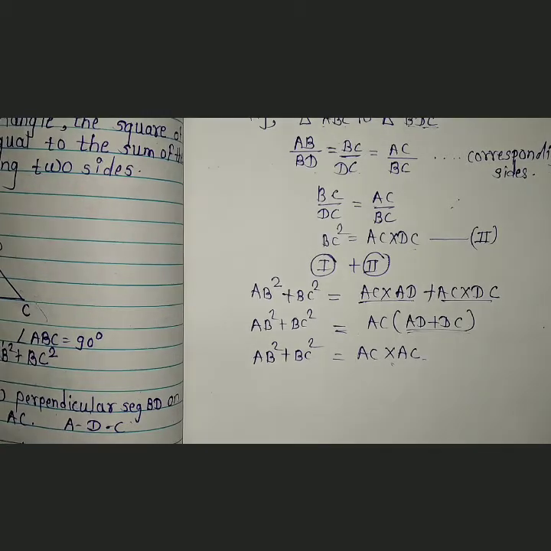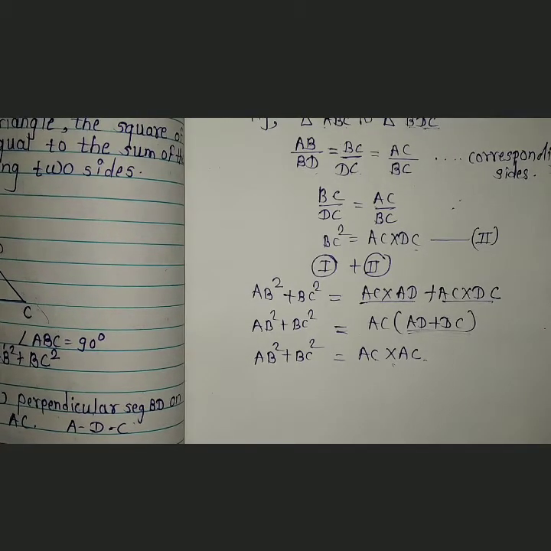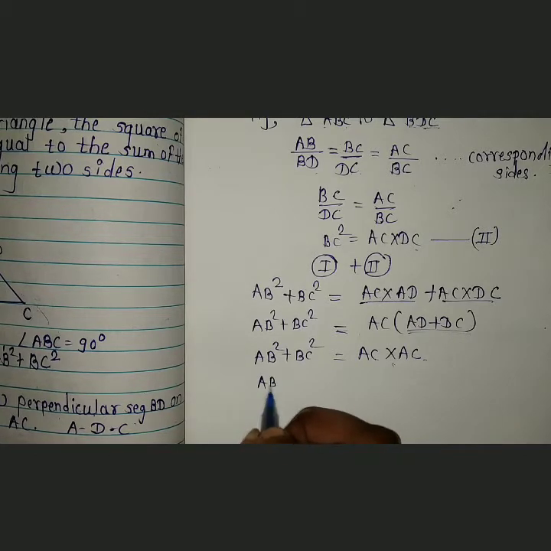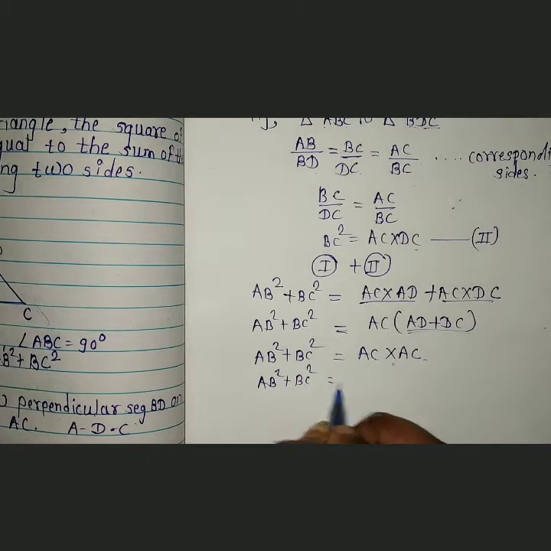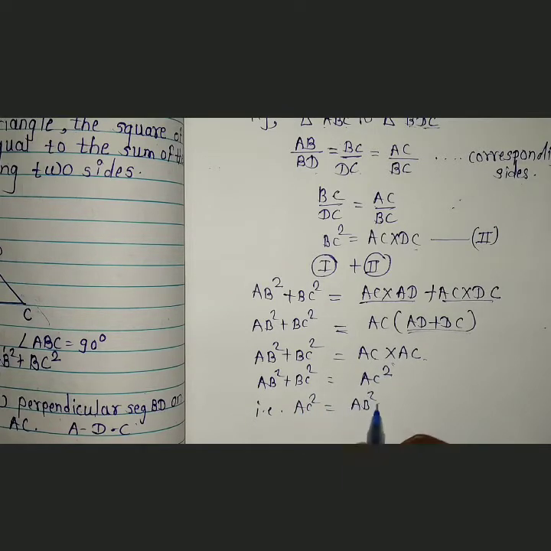Therefore, AB square plus BC square is equal to AC into AC, that is AC square. That is, AC square is equal to AB square plus BC square. AC is the hypotenuse, AB and BC are the remaining two sides. Hence the proof.